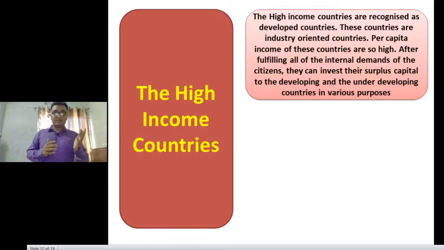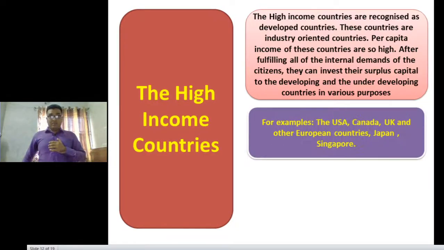Dear students, now I am going to show you some lines regarding the high income countries. The high income countries are recognized as developed countries. These countries are industry oriented countries. Per capita income of these countries is so high that after fulfilling all of the internal demands of the citizens, they can invest their surplus capital in the developing and the underdeveloped countries for various purposes. For example, the USA, Canada, UK, and other European countries, Japan, Singapore, etc., are called the high income countries.